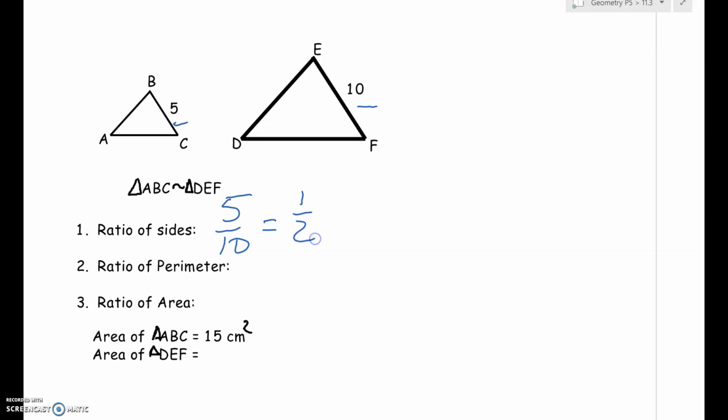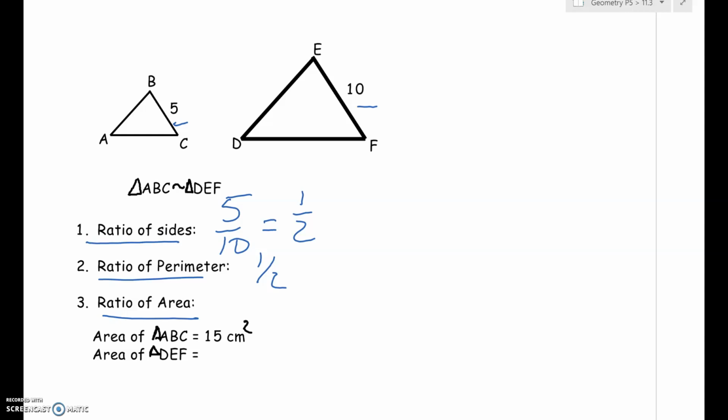It'll make your numbers a lot simpler to deal with in terms of area and such. Okay? So that's 1 over 2, because 5 goes into both. This first question, ratio of the perimeter, all I want you to understand is these two things are the same. So ratio of the perimeter is also 1/2. Okay, now, ratio of the area, we just talked about that.